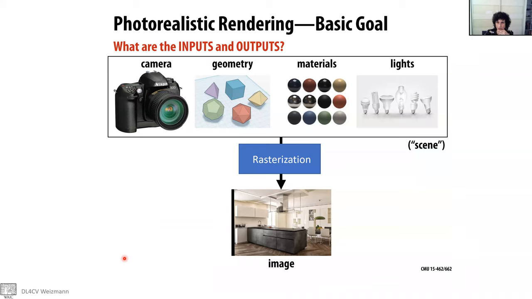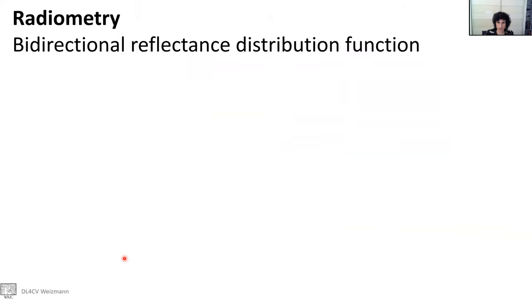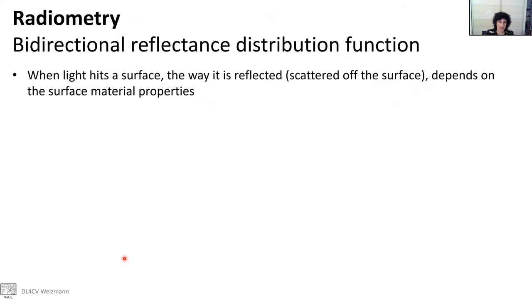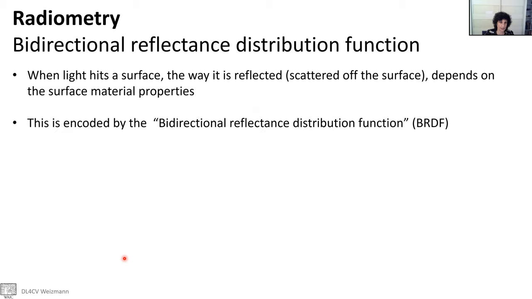Okay, we move on to the part of materials. Let's try to illustrate what happens there. So when light hits a surface, the way it's reflected or scattered off the surface depends on the surface material properties. For example, if I hit a wall with light, the light will be spread to each direction in the same way. But if I hit a mirror with the light, then just some certain direction will get the light back. The light will bounce in just a particular direction, okay? This is the idea of materials.